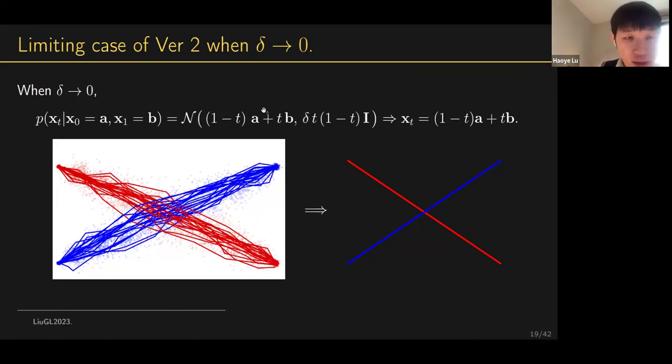At the very end of this part, I want to discuss the limiting case of version 2, when delta approaches 0. When delta approaches 0, the transition kernel, which used to be a Gaussian distribution, will reduce to a simple linear combination of A and B. And if we're familiar with rectified flow, this is actually the rectified flow formulation. And visually, we will have the Brownian bridge, like for example the red one, reduced to a straightforward linear curve. And same thing for the blue one.